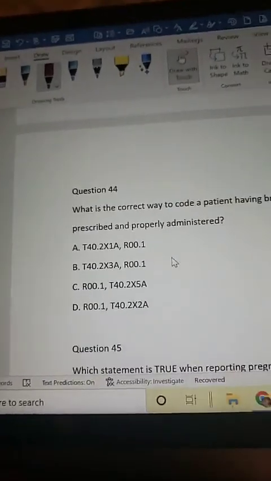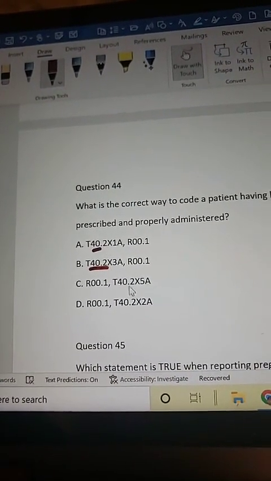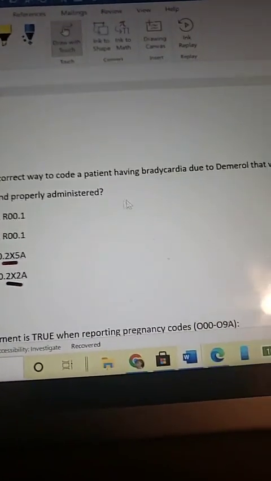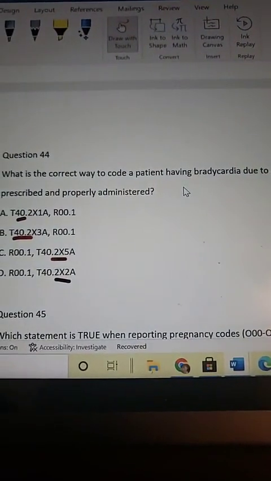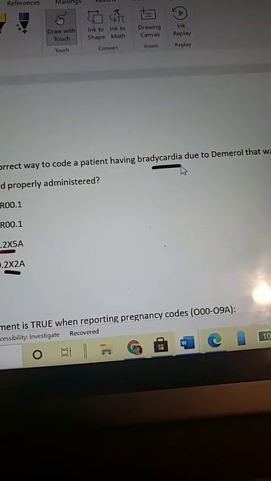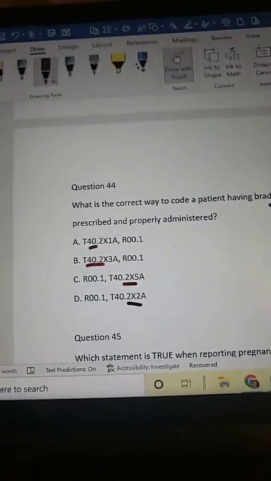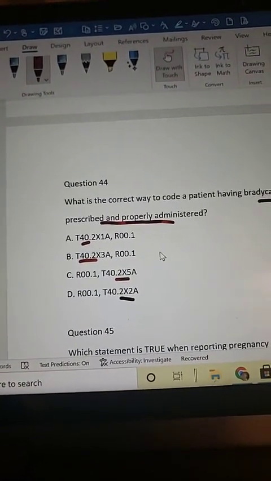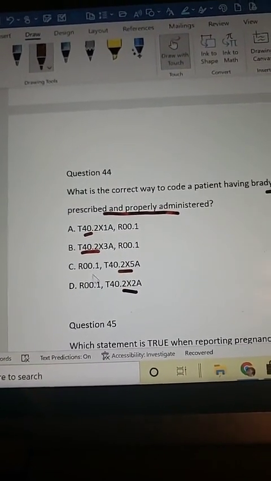This one, we have external causes at the beginning, or we have external causes at the end. So if you're evaluating this, you can scroll up and see what's going on with the patient really quick. You can see that the patient is having slow heartbeat due to Demerol, so they're having a reaction to a medication that was prescribed and administered properly. So there's a guideline tied to this that tells you which one goes first.